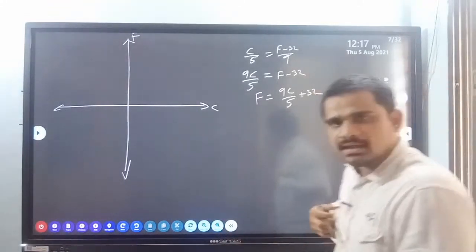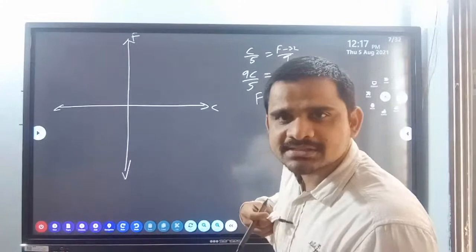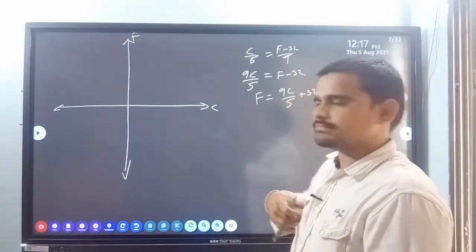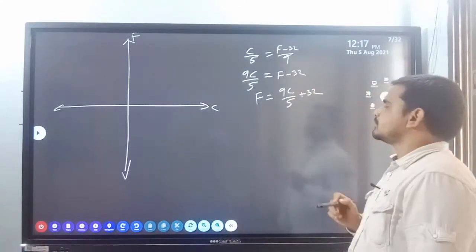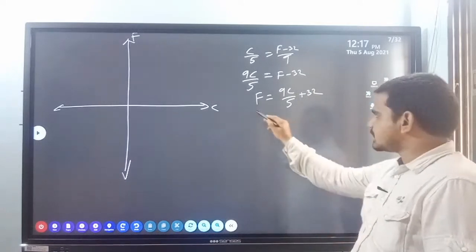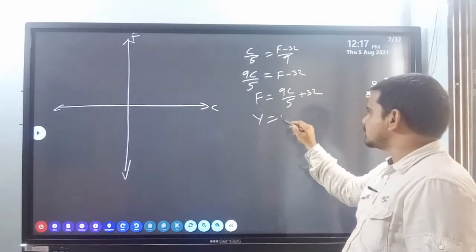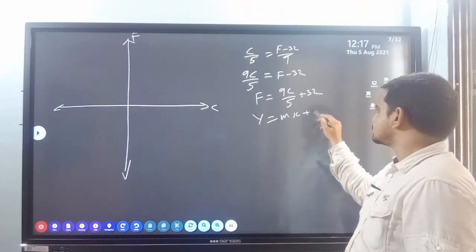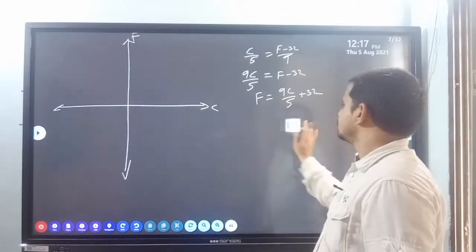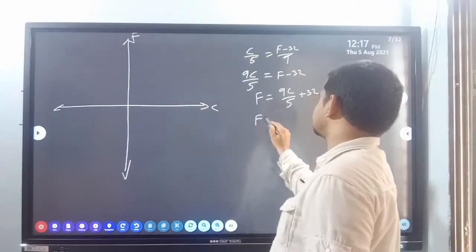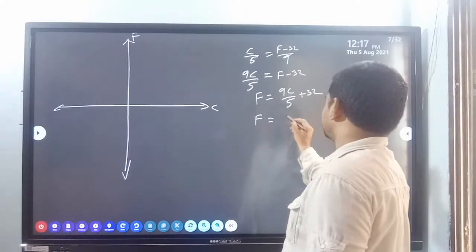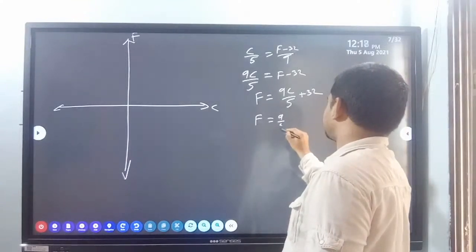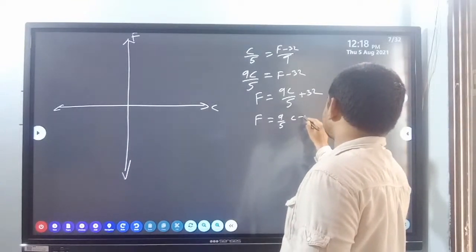Between C and F here. Fine, so this is the graph. This is like y is equal to mx plus c. I will just write it like this: F is equal to 9 by 5 into C plus 32.